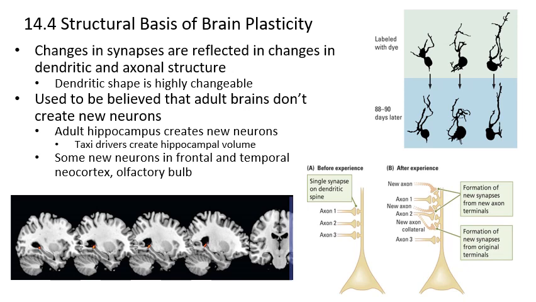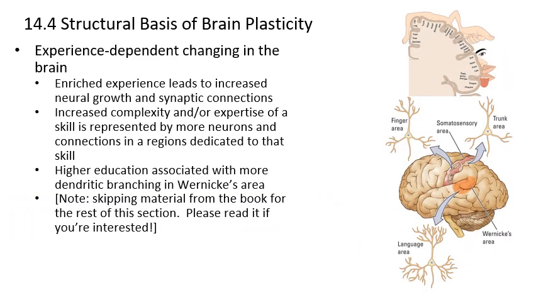As well, new neurons are found in frontal regions, temporal neocortex, and the olfactory bulb. Changes in the brain are, of course, dependent on experience. So an enriched experience leads to increased neural growth and synaptic connections. We saw some of that in the developmental chapter, where kids who grew up in the Romanian orphanages had less brain growth than kids who grew up in more enriched environments where people were paying attention to them, with social interaction, etc.